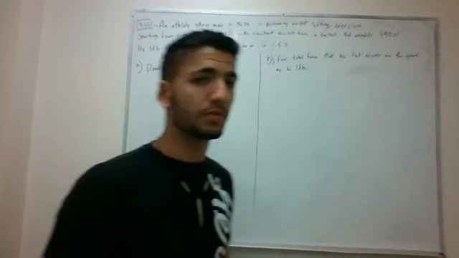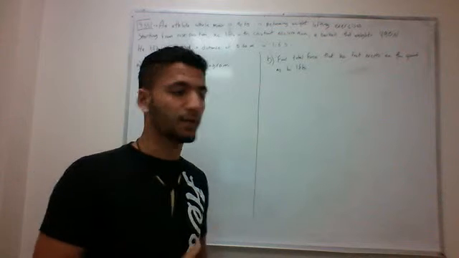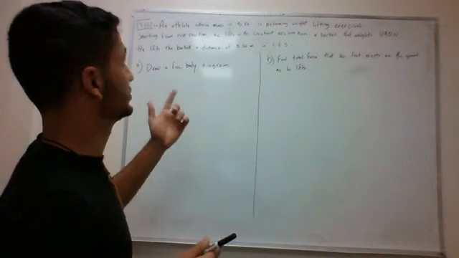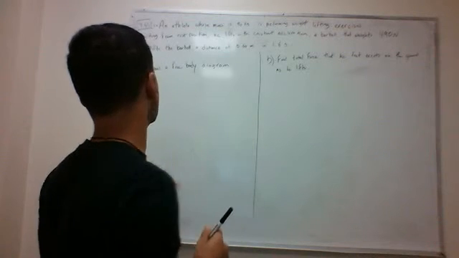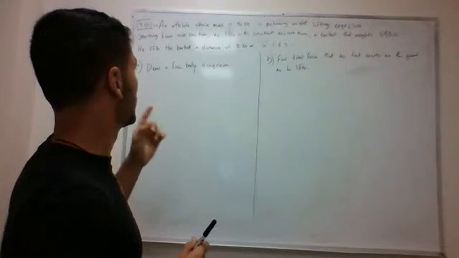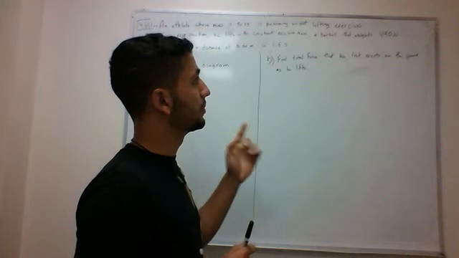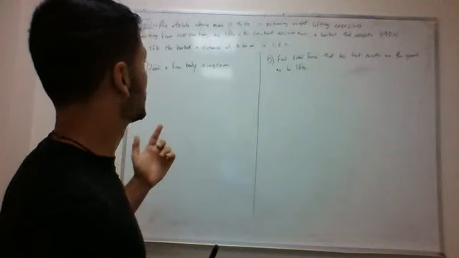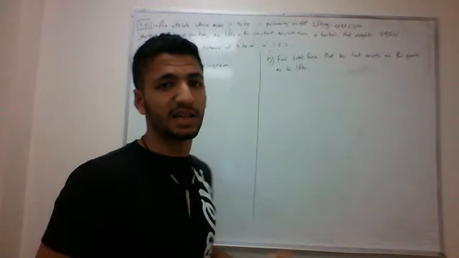Hi, so today we're going to solve question 4.55, which is in the chapter of the forces. The question says, an athlete whose mass is 90 kilograms is performing weightlifting exercises. Starting from rest position, he lifts with a constant acceleration a barbell with a weight of 490 newtons. He lifts the barbell a distance of 0.6 meters in 1.6 seconds.